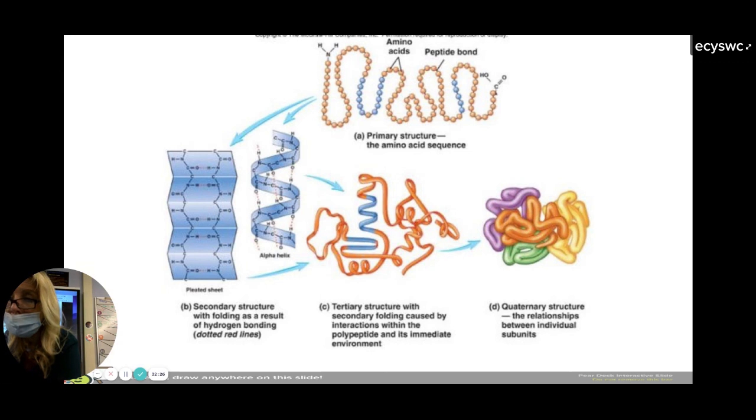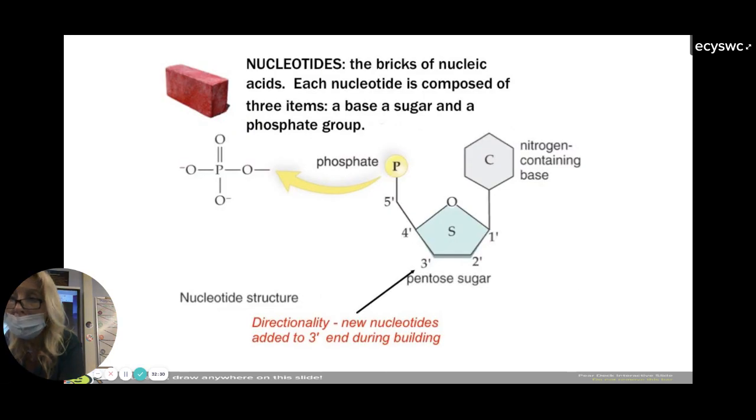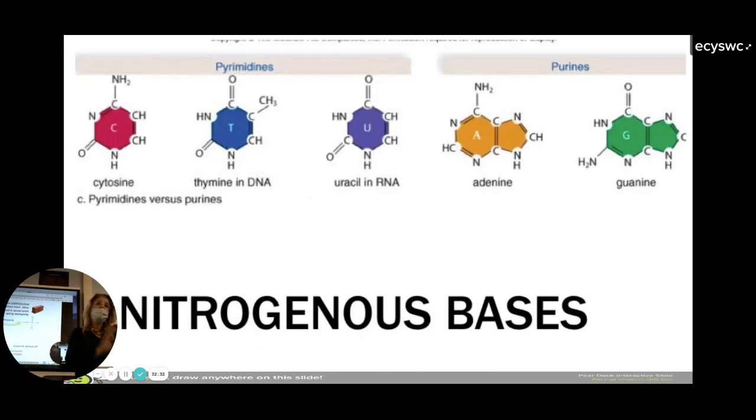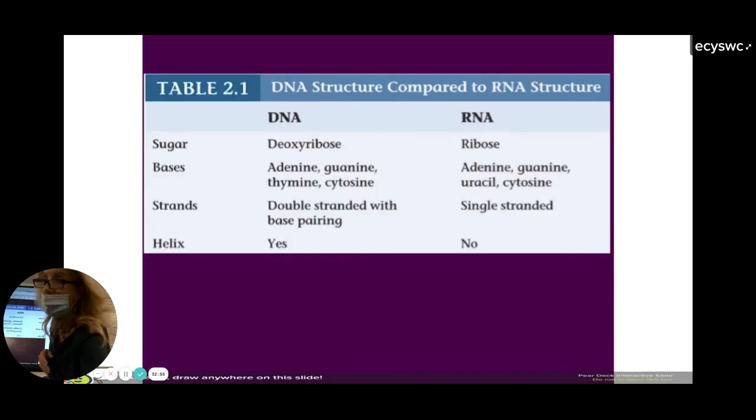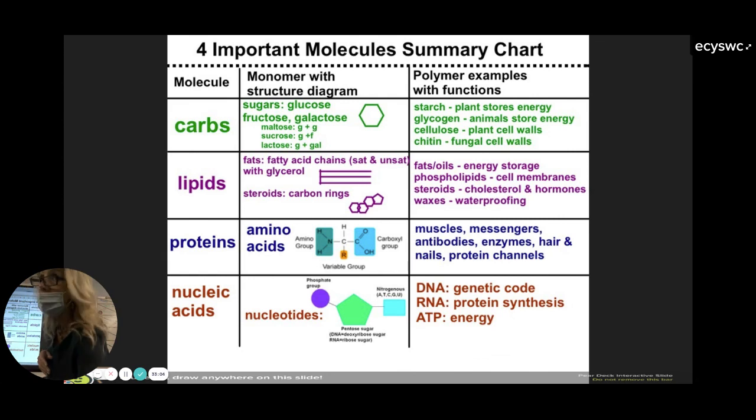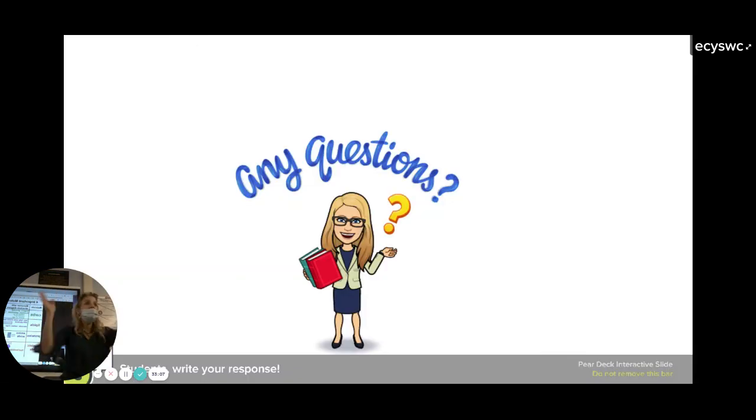Here is a nucleotide: base, sugar, phosphate. How many different bases do we have? 5, right? Remember we had purines and pyrimidines. Poor primitive pyrimidines, they only have 1 ring, whereas purines have 2. Adenine in DNA always hooks up with thymine, and guanine always hooks up with cytosine. Good. And then I just compared and contrasted DNA with RNA. And I gave you this summary in case that would be helpful for you. Remember that? And then that is, my friends, the end.